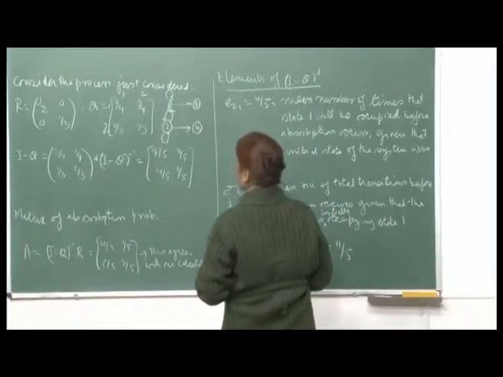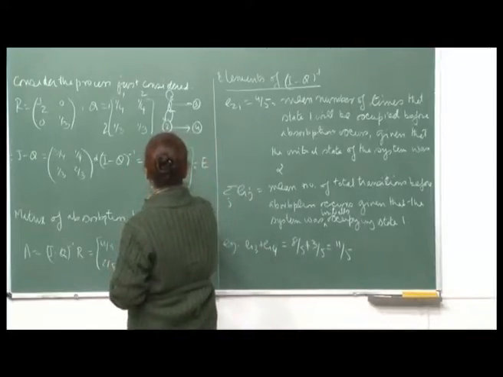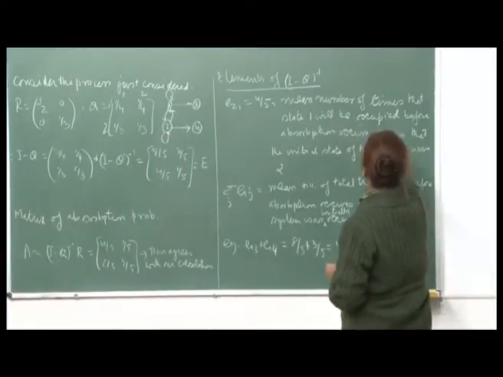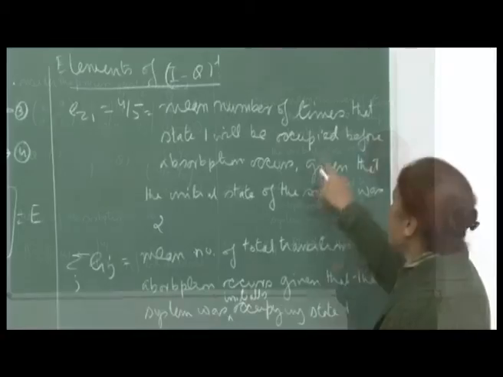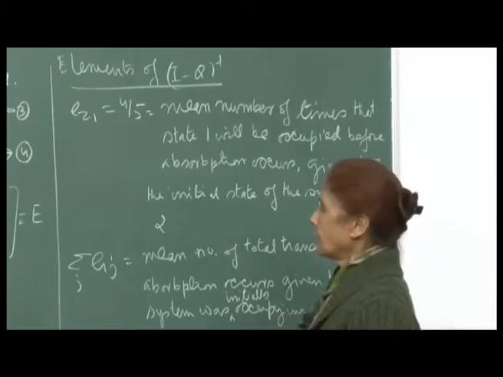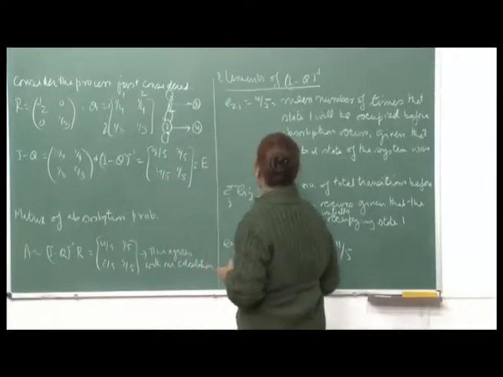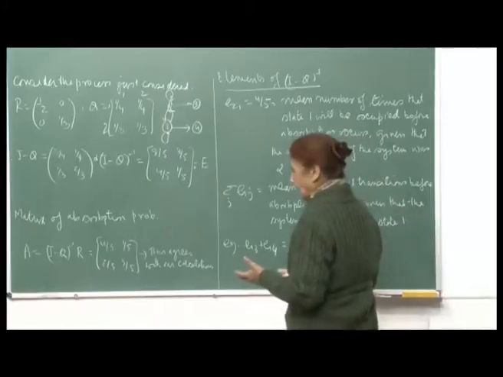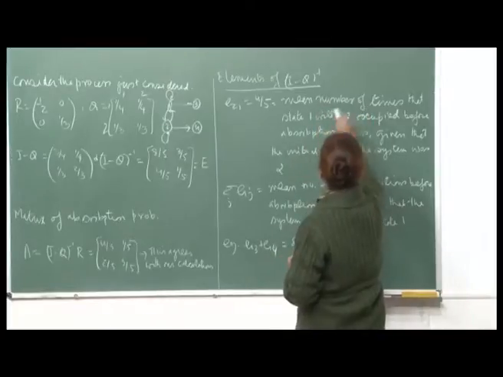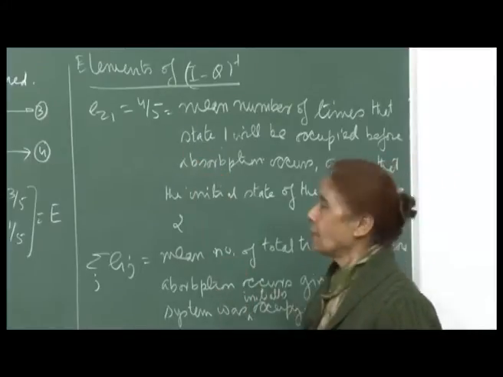So, look at E_21 for example, because this is our matrix E. So, E_21 is this, okay, 4/5. Now, this is the mean number of times that state 1 will be occupied before absorption occurs, given that the initial state of the system was 2. Okay. So, starting from 2, you want to find out the probability that you would finally go to an absorbing state, but in the meantime the mean number of times that state 1 will be visited before absorption occurs. So, that is 4/5.